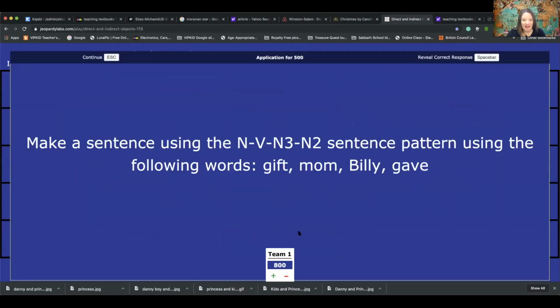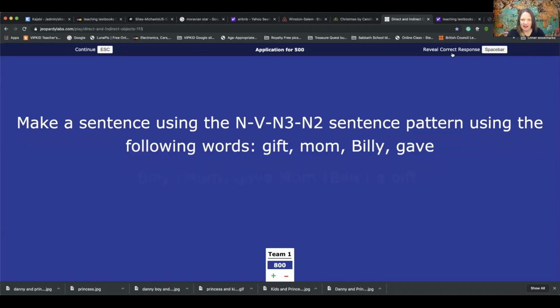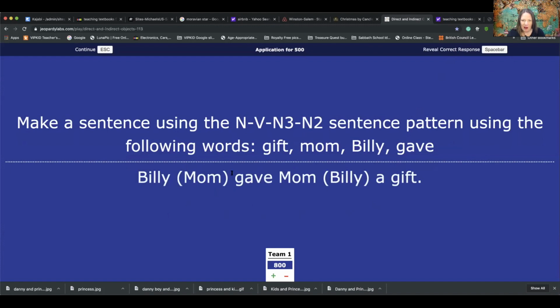Application for 500. Make a sentence using the noun, verb, noun 3, noun 2 sentence pattern using the following words. Gift, Mom, Billy, gave. Mom gave Billy a gift. Let's see if that's right. Mom gave Billy a gift. Or you could say Billy gave Mom a gift. So we got it right. 1,300 points.